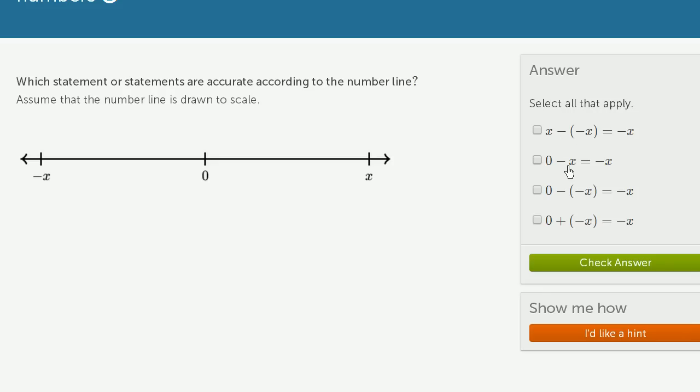Second statement, 0 minus x. 0, now we're going to subtract, so we're going to go to the left. 0 minus x gets you exactly to negative x. So that is true. Now we have 0 minus negative x.